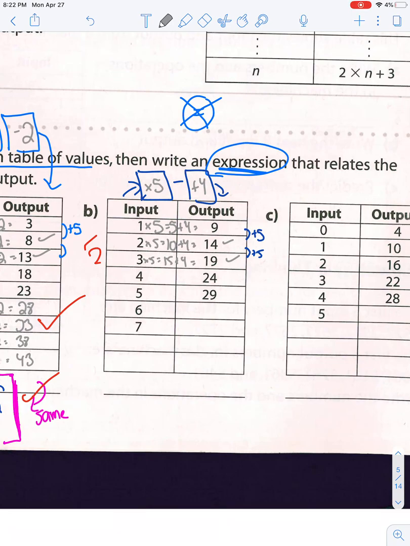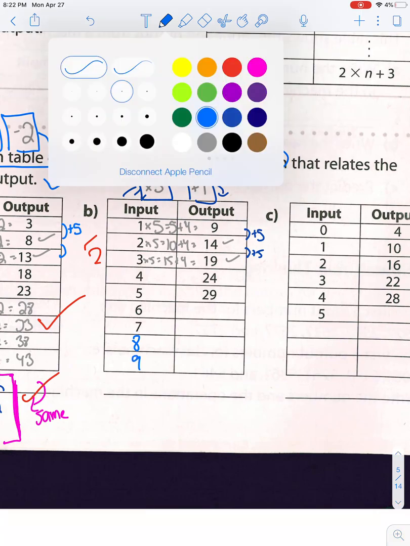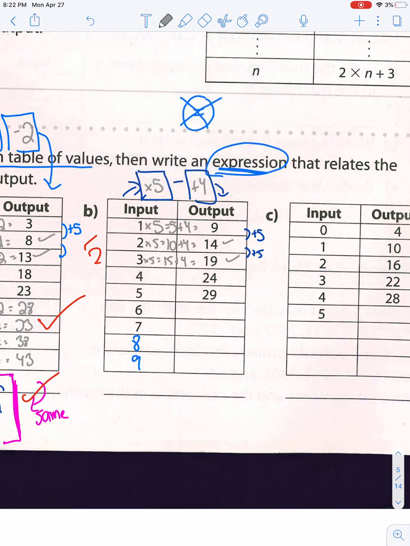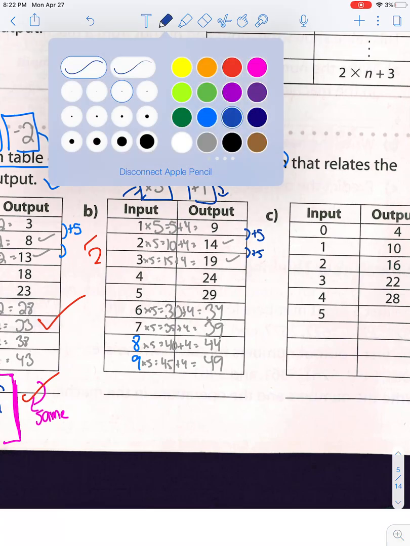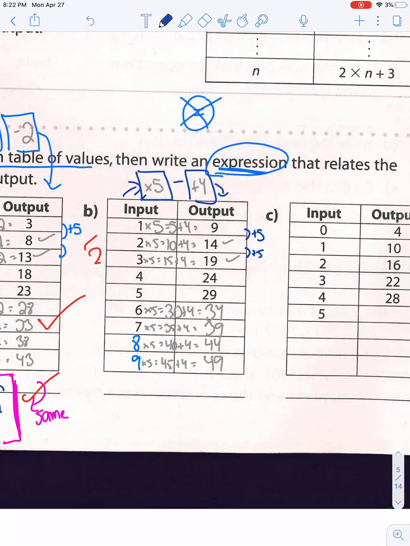It is. Okay, so now we're going to continue for the rest of the table. So I'm just going to fill this in first of all, and then we're going to go through each of them. So 6 times 5 is 30, plus 4 is 34. 7 times 5 is 35, plus 4 is 39. 8 times 5 is 40, plus 4 equals 44. 9 times 5 is 45, plus 4 is 49. Okay, now we're doing the expression.